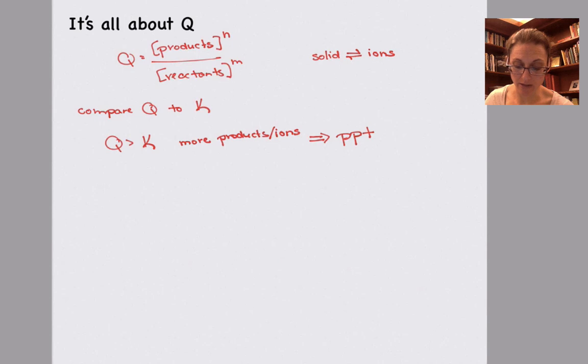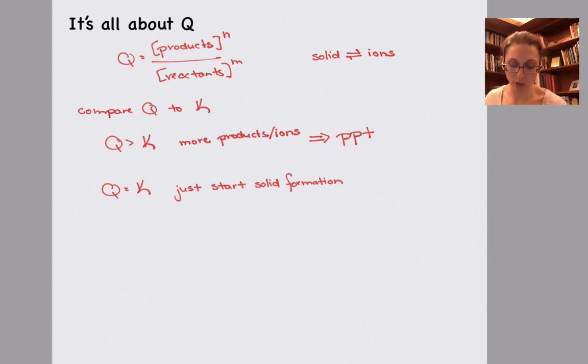If, on the other hand, the value of Q is equal to K, we say you are just at the point of precipitation. You'll just start seeing solid form. You're actually at equilibrium. On the other hand, if Q is less than K, you don't have as many ions as you could in solution, and so no solid will form.